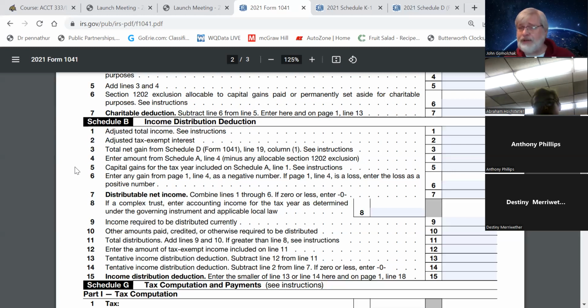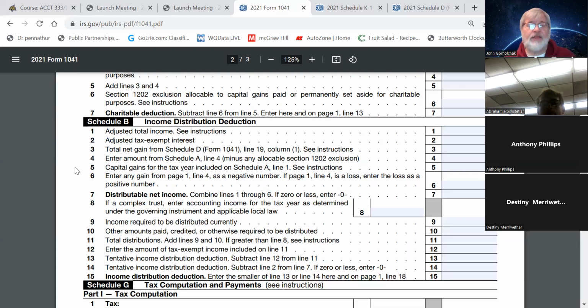If we're not a complex trust, we can skip line 8. If we're not a complex trust, we're either an estate or a simple trust. If we're a simple trust, let's go to line 9. Income required to be distributed currently. Well, what's the income that's required to be distributed currently? All of the income, right? Because of the terms of being a simple trust, you have to distribute all income that's created by the trust. So line 9 would be all of the income, tax-free and taxable income on line 9.